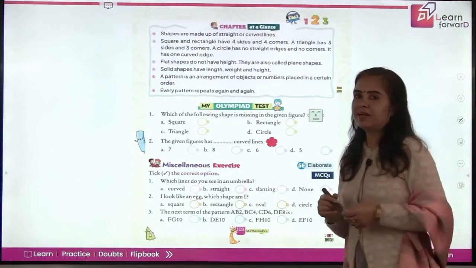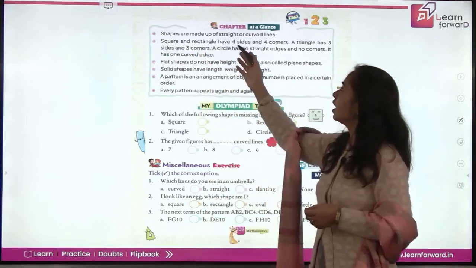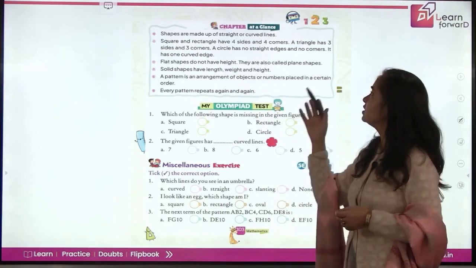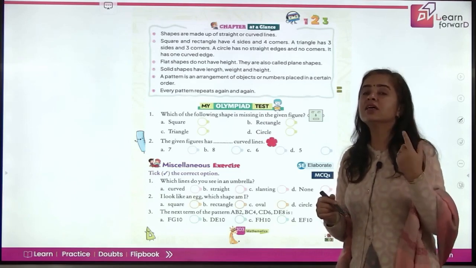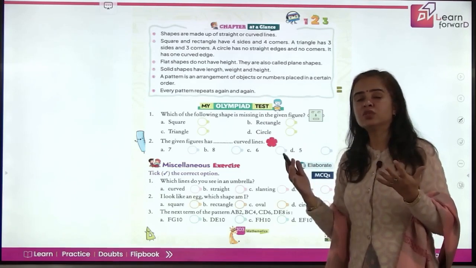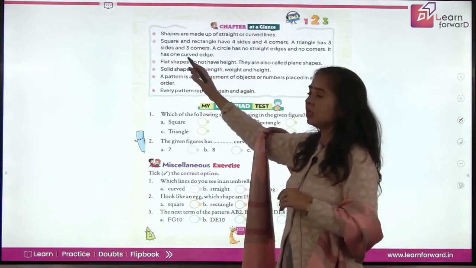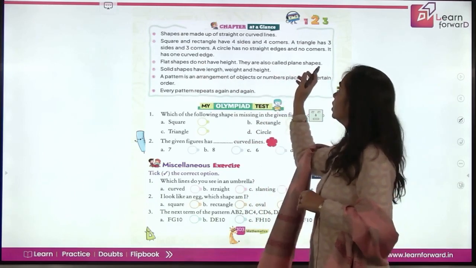Now, chapter at a glance. Let's quickly recall the learning here from the session. Shapes are made up of straight or curved lines. Squares and rectangles have 4 sides and 4 corners. A triangle has just 3 sides, 3 corners. A circle and an oval have just 1 curved side and they have no corners. These are all flat shapes. They are called the two-dimensional 2D shapes or the plane shapes.